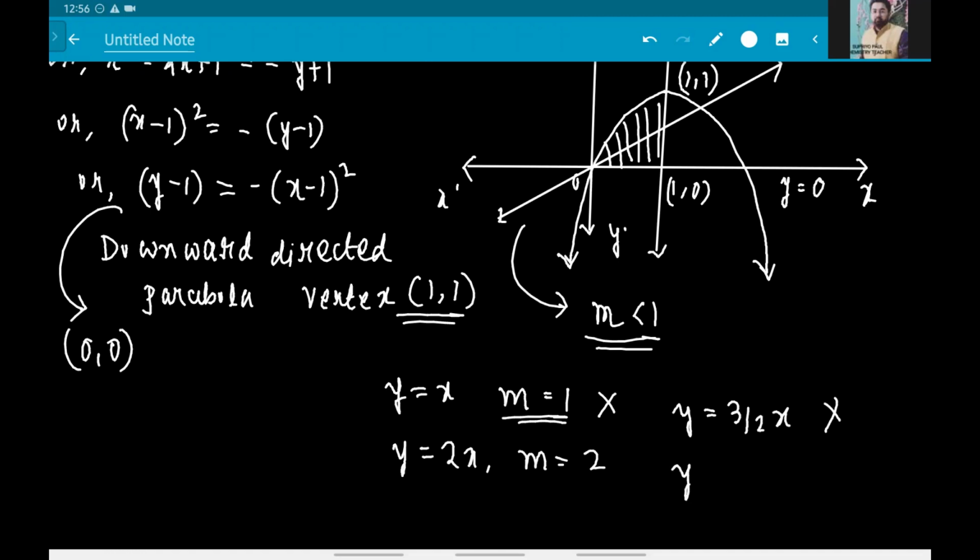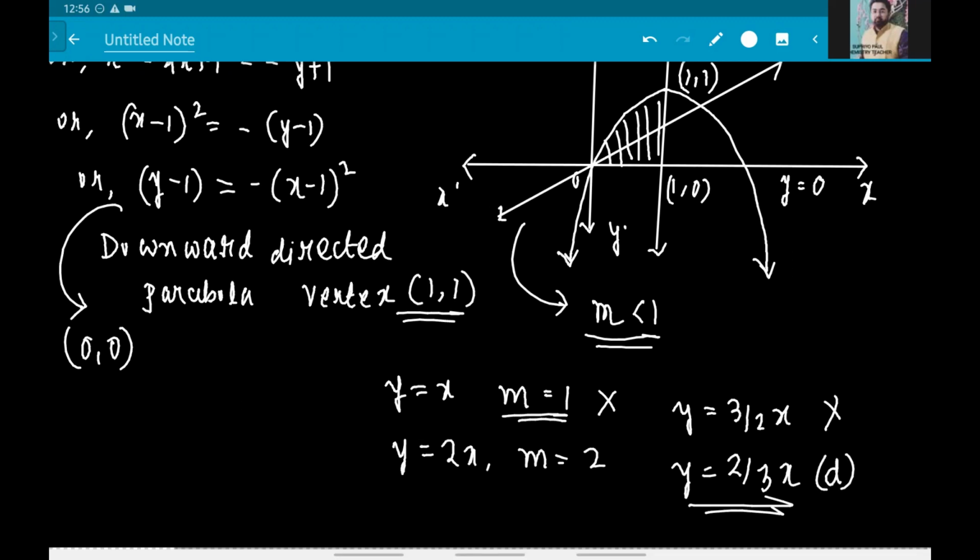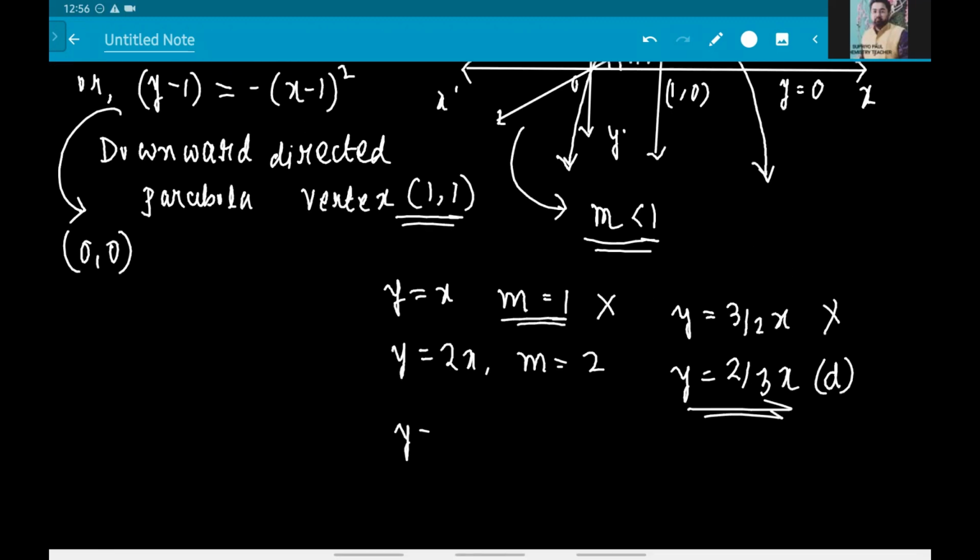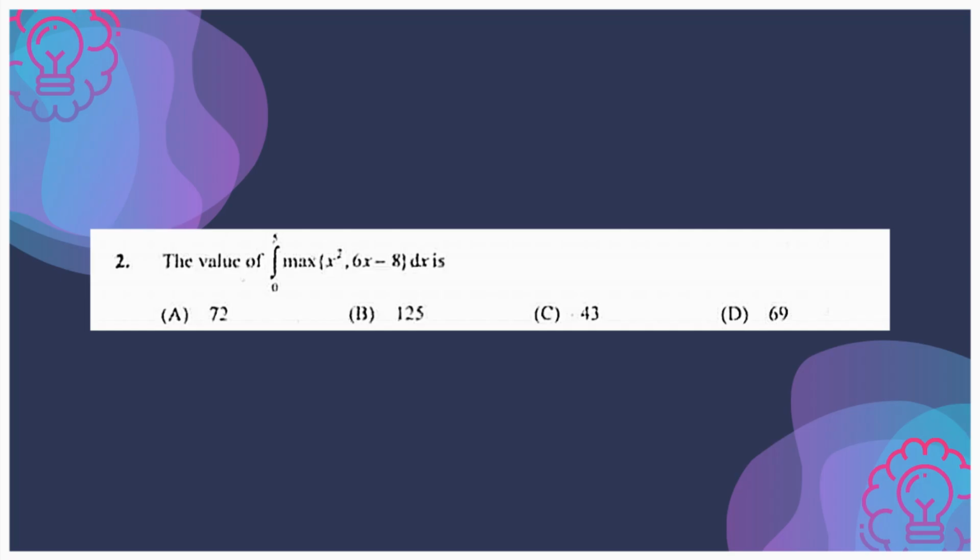So we are left with the last option, that is y equal to 2 by 3x. Here the condition is satisfied, that m is less than 1. So our final answer is option D, that is y equal to 2 by 3x. This is the final answer. Okay, now we come to the second question.